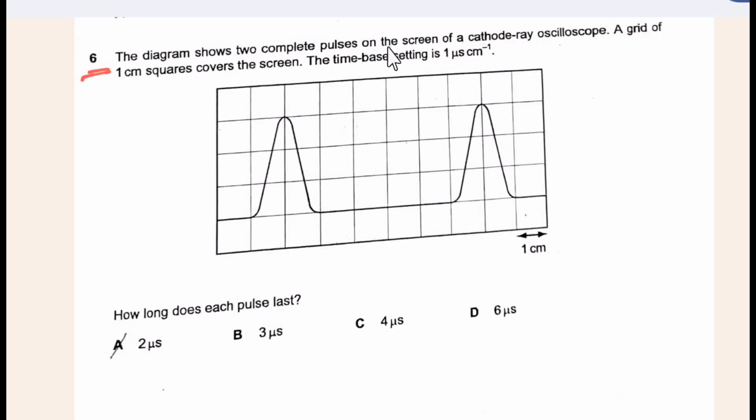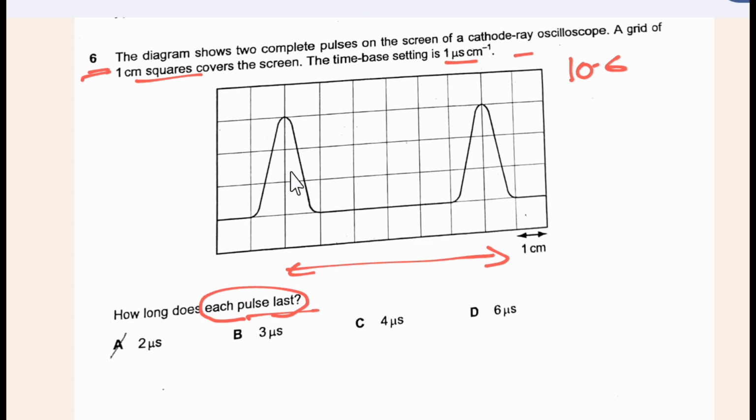The diagram shows two complete pulses on the screen of a cathode ray oscilloscope. The grid of 1 cm squares covers the screen. The time base setting is 1 microsecond. Yes, it is micro, so micro means 10 to the power negative 6. So 1 microsecond. Then how long does each pulse last? It does not mention the distance between the two pulses, but it mentions how long each pulse lasts. Suppose this is the pulse, each pulse lasts for 2 microseconds. So it would be 2. Since one box is 1 microsecond, 2 boxes is 2 microseconds.